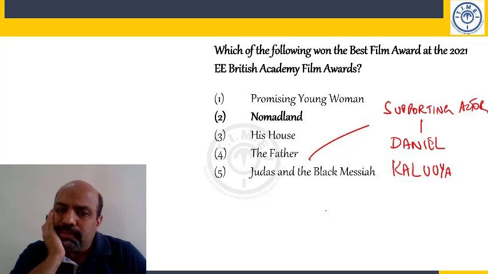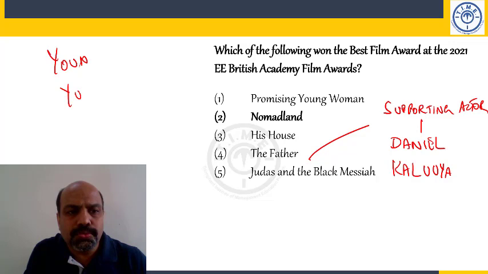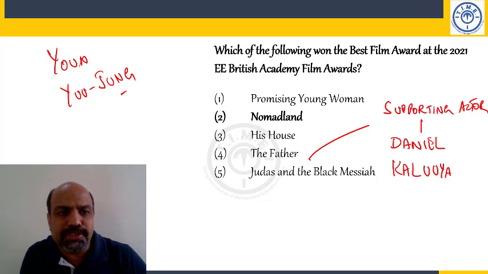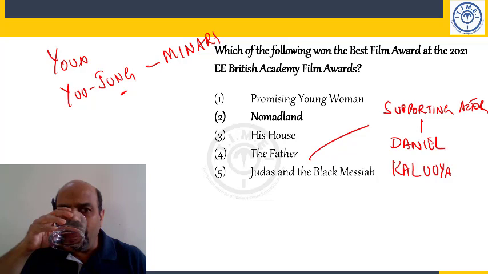Next, best supporting actress: Yoon Yuh-jung. I remember this because of the name Jung. Yoon Yuh-jung for this film called Minari.